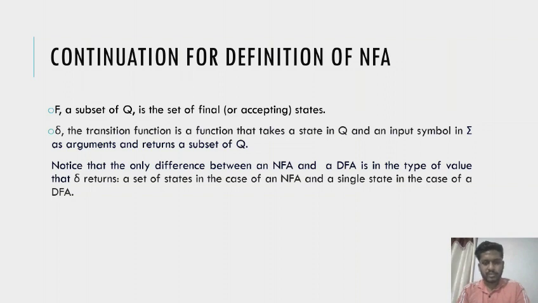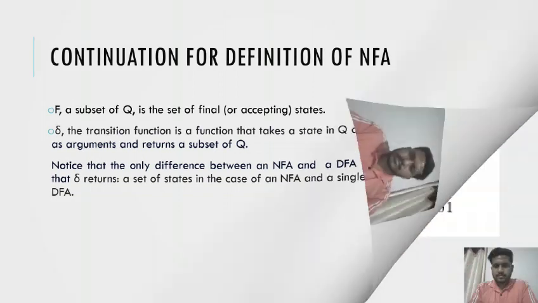The transition function delta is a function that takes a state in Q and an input symbol in sigma as arguments and returns a subset of Q. Notice that the only difference between an NFA and a DFA is the type of value that delta returns: a set of states in the case of an NFA and a single state in the case of a DFA.